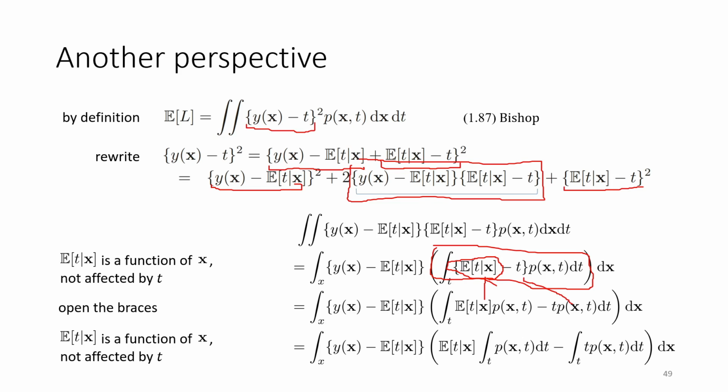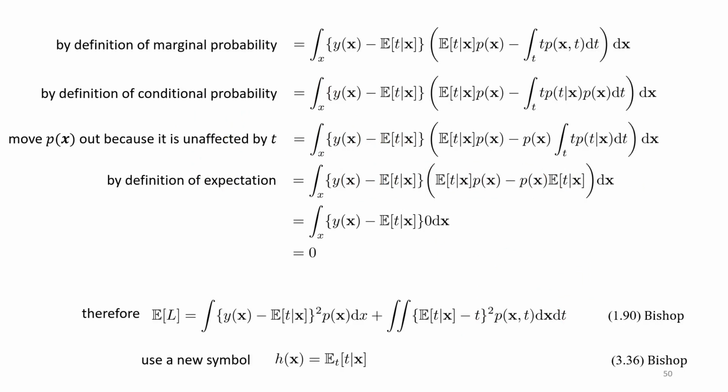Because the expression is a function of x not affected by t, we can move this expectation out of the integral, move it to here. So it becomes this equation. And by definition of the marginal probability, it becomes this equation. And finally, what I want to say is, by those definitions, this term is 0. So what we want to get is the expected loss.